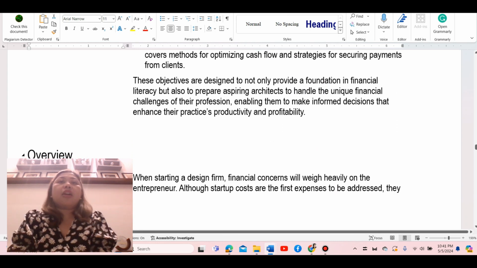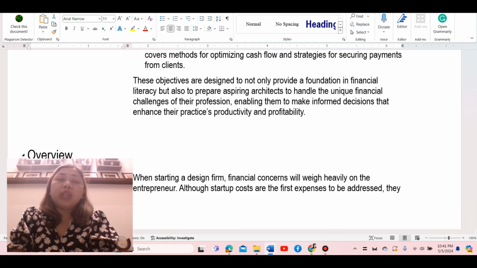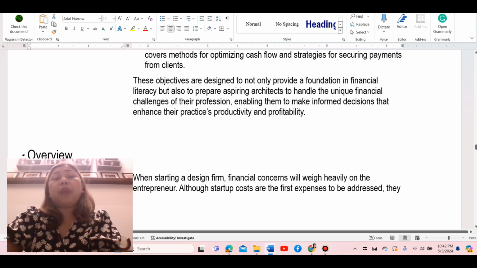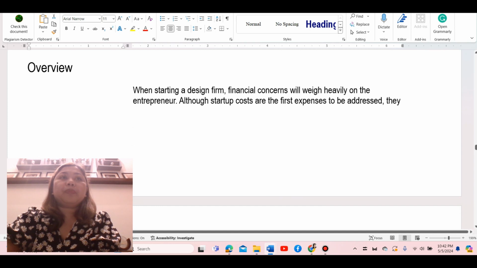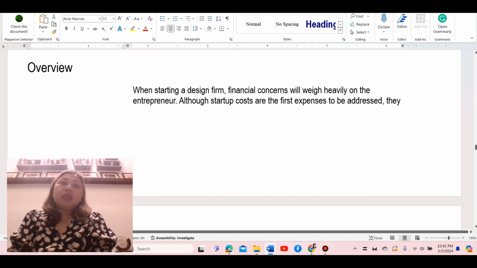These objectives are designed to not only provide a foundation in financial literacy, but also to prepare aspiring architects to handle the unique financial challenges of their profession, enabling them to make informed decisions that enhance their practice's productivity and profitability. So let's have an overview of finance in architecture.